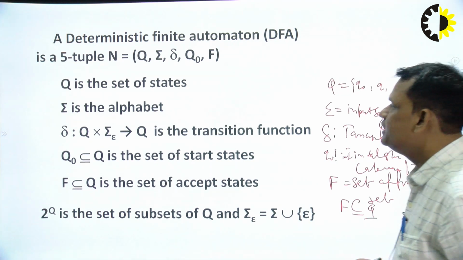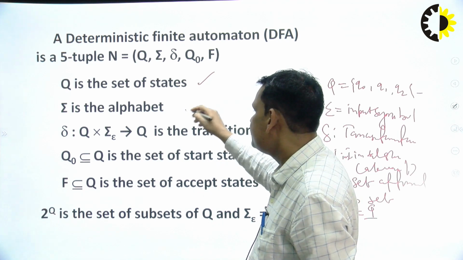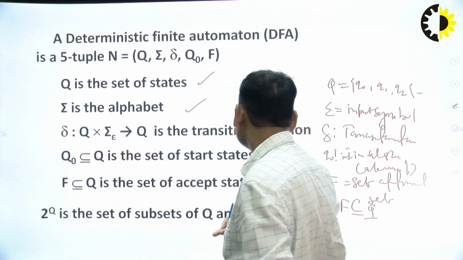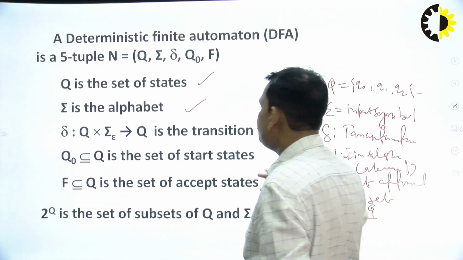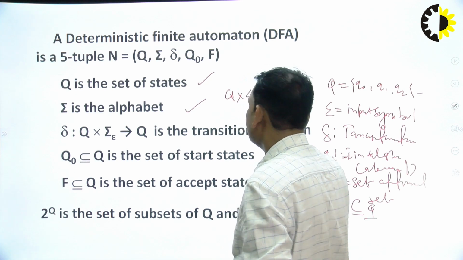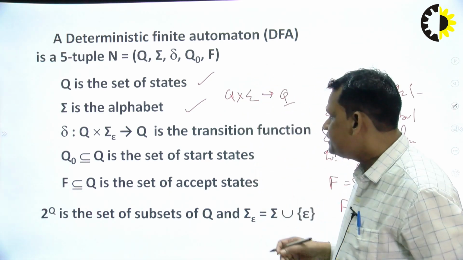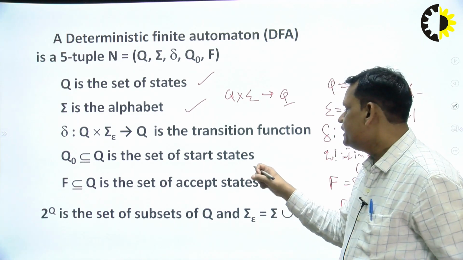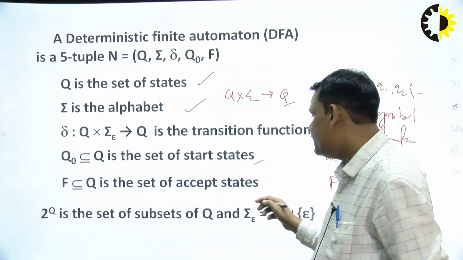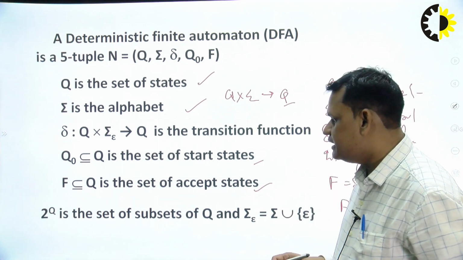First is the set of states, second is the set of input alphabets, and third is the transition function. Transition function means, from a state in capital Q and an input symbol, after transition we reach a state. Q0 is the initial state, and capital F is the set of final states, the acceptance states.